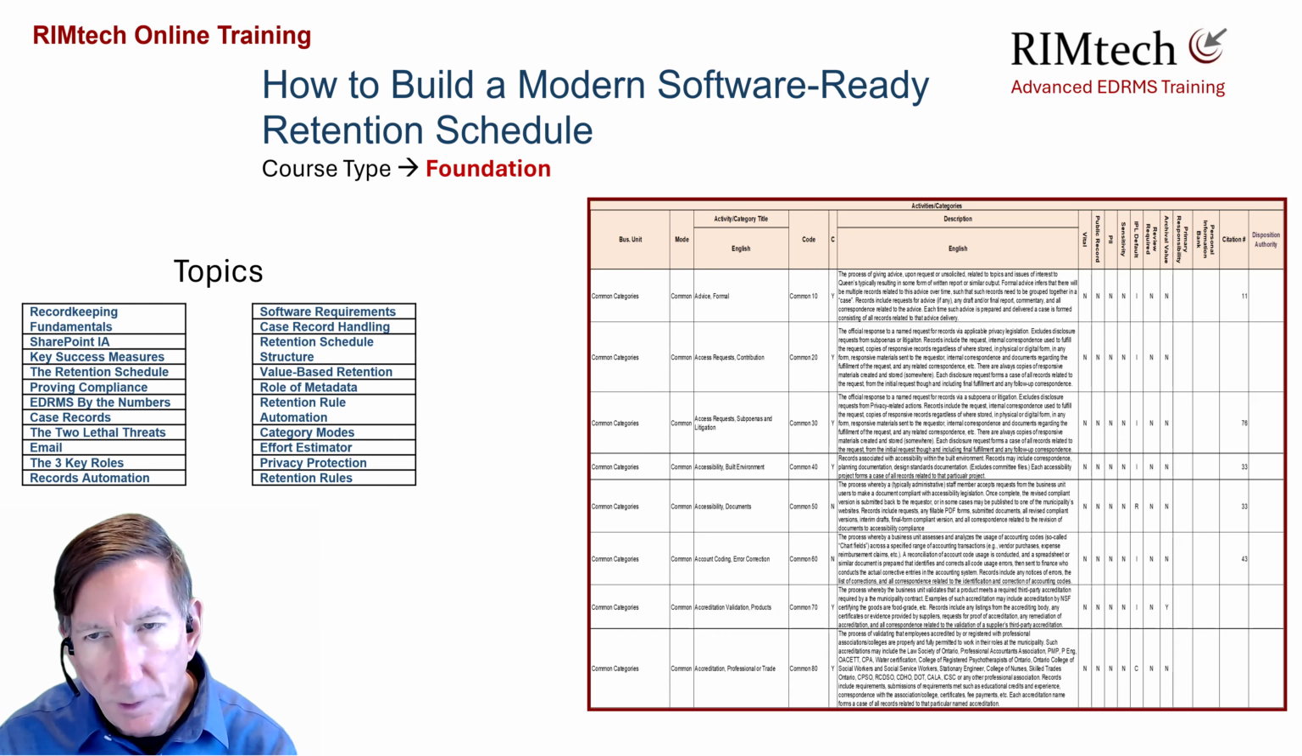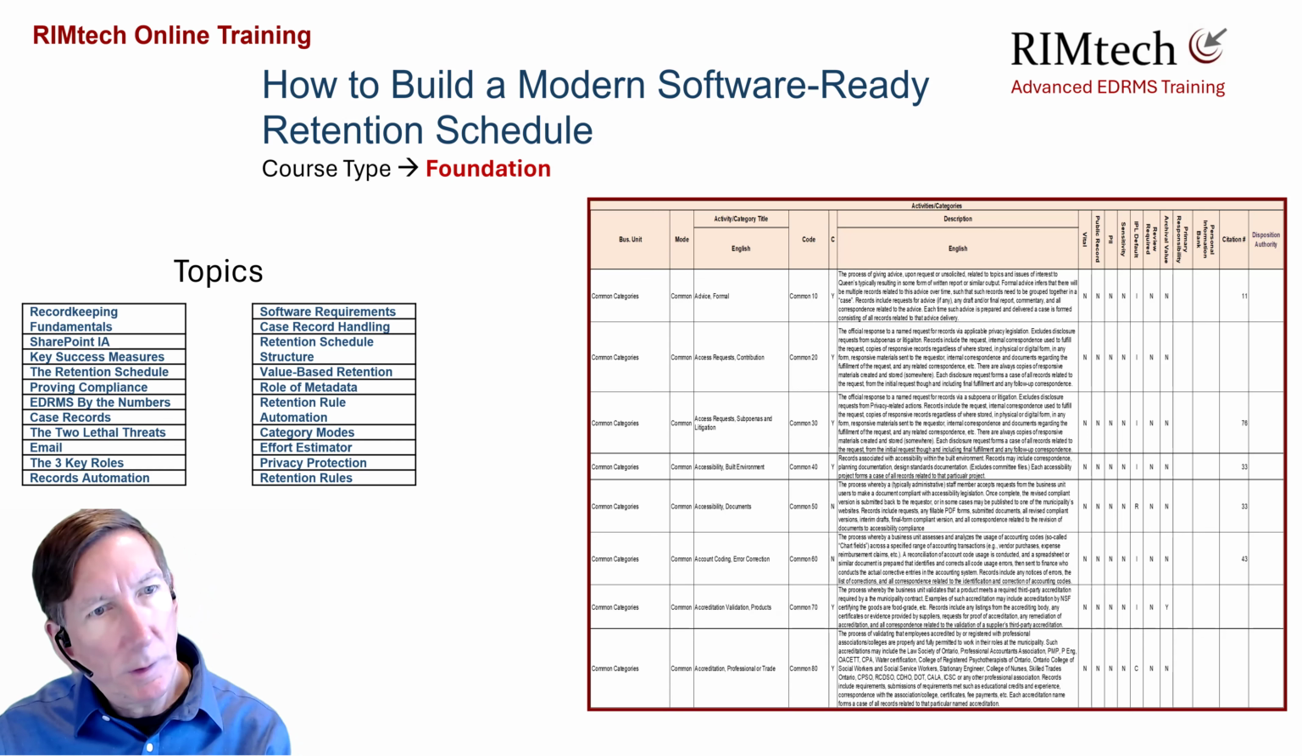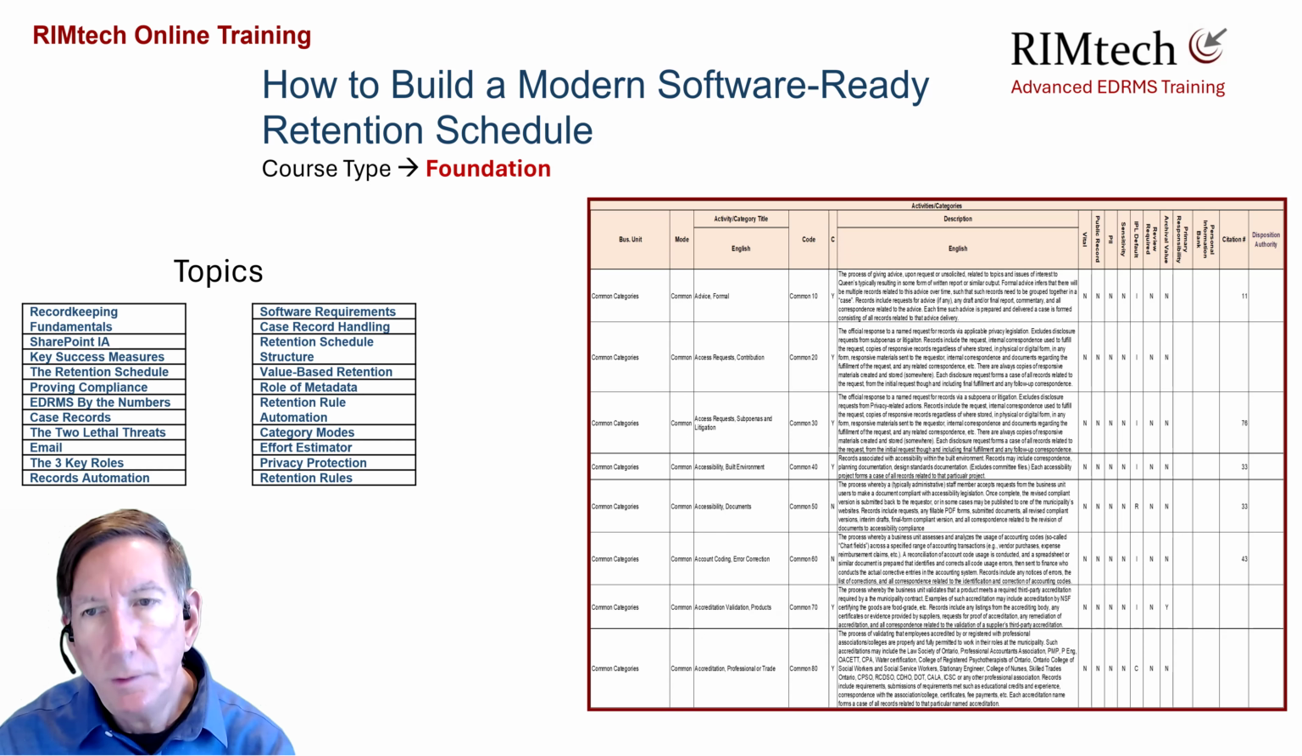In the latter half of the course, we're going to get into the specifics of exactly how to deal with this retention schedule. We'll talk about how to restructure it to handle cases properly. We'll go over what we call value-based retention, which is we're not restricted any longer to one retention rule per category. We can have as many as we want now. So how do we assign multiple retention rules? Well, it depends on the value of the record. We'll show you how to do that.